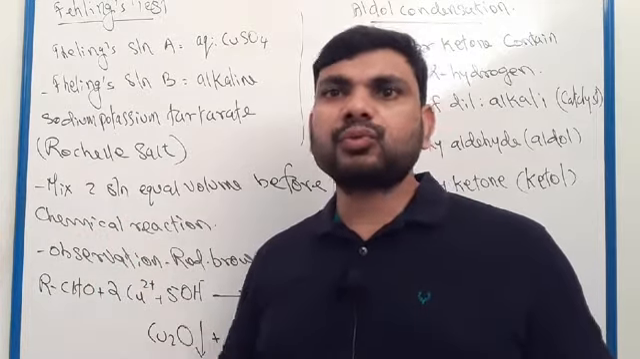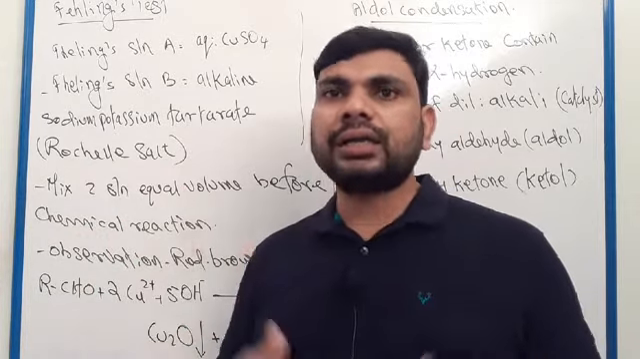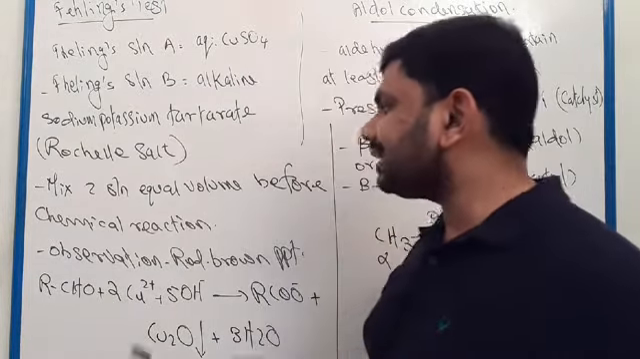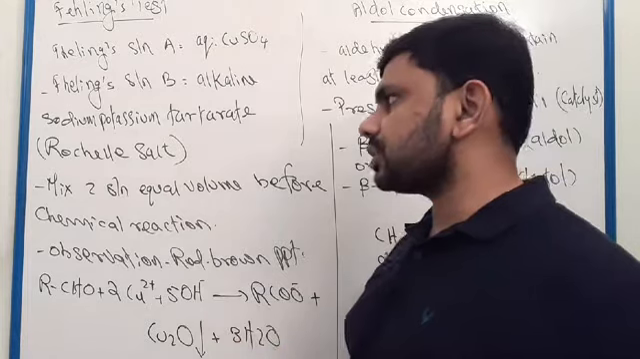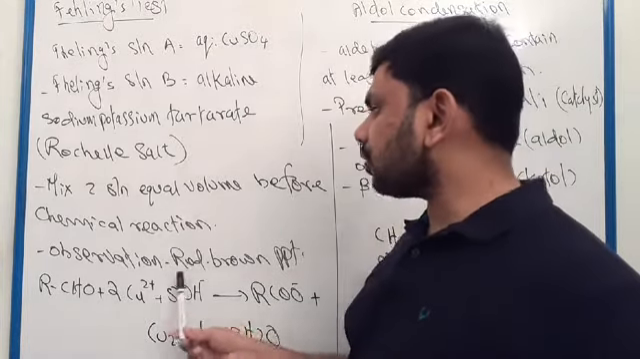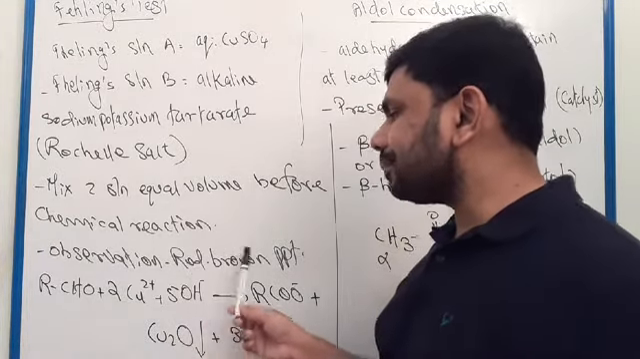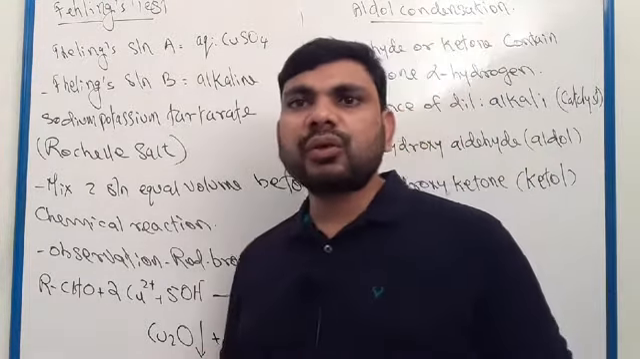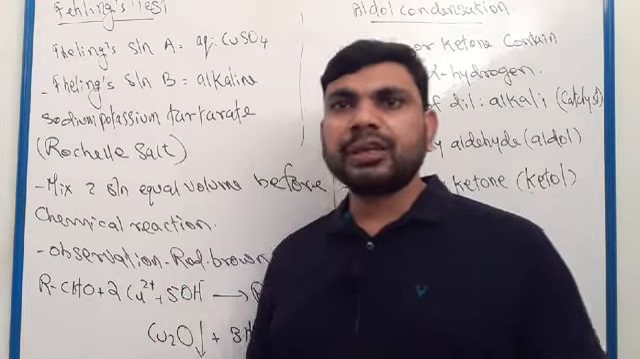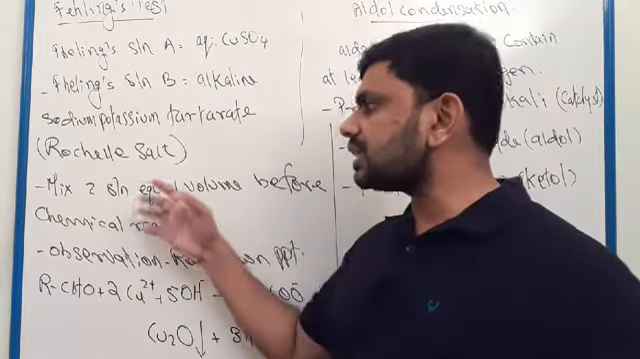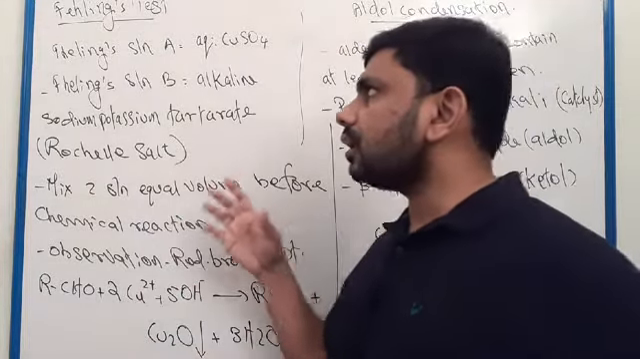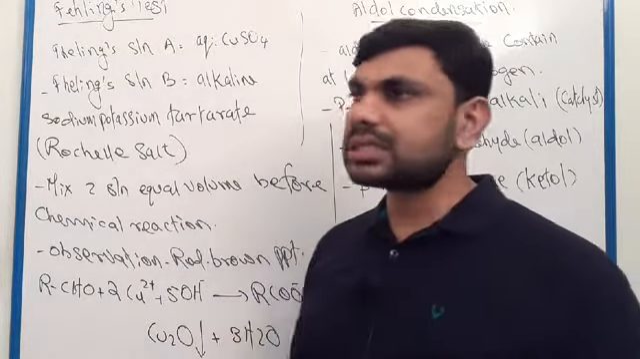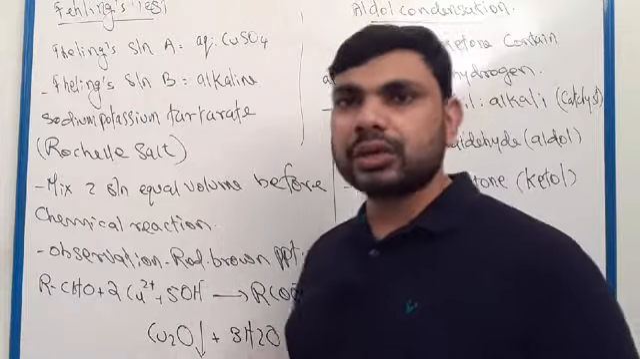Then we have to warm the mixture with aldehyde. If there is aldehyde, we will obtain a red brown precipitate. So this is the observation for this chemical reaction. A red brown precipitate obtained indicates the presence of aldehyde. Ketone does not give a positive result for Fehling's test, and also not with Tollens test.